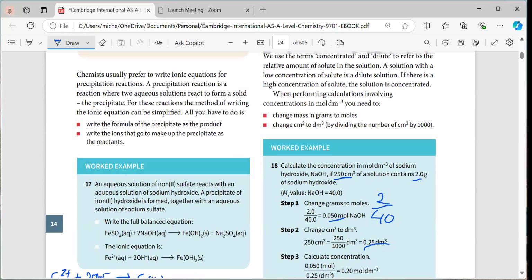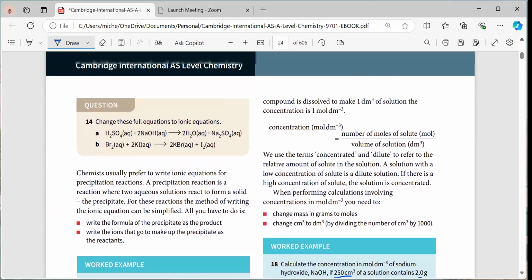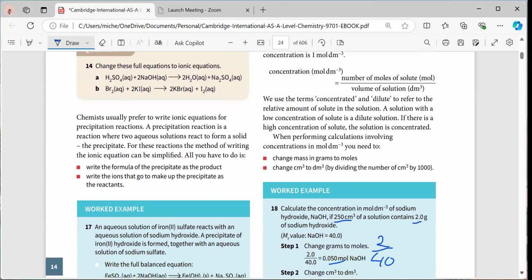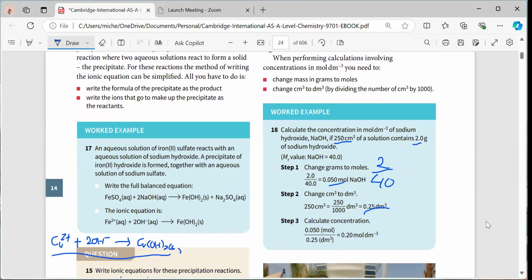So usually we need to do this step by step. First of all, we know that the formula for concentration is the number of moles divided by the volume. So before we calculate the concentration, we need to find the moles first. That's why we do some conversion here, from the mass, 2 grams, which should be divided by the molar mass, the MR. So there we get the mole. And after we find the mole, we need to find the volume.